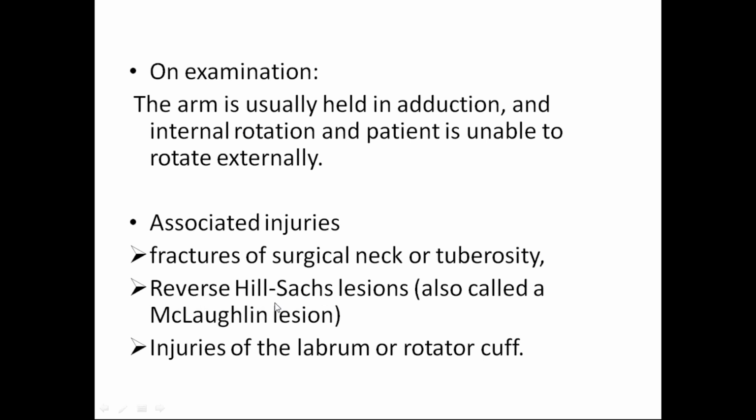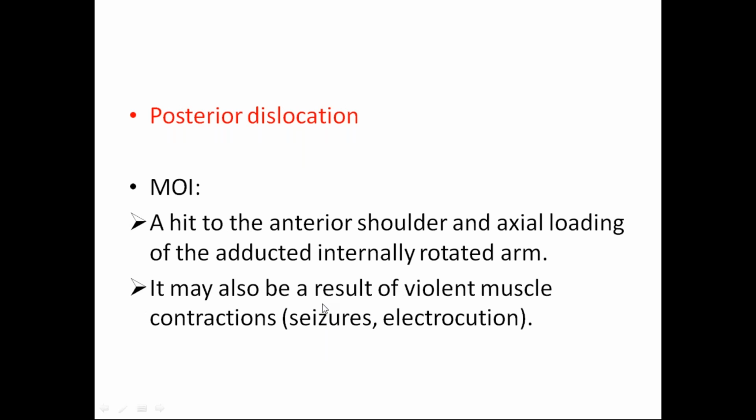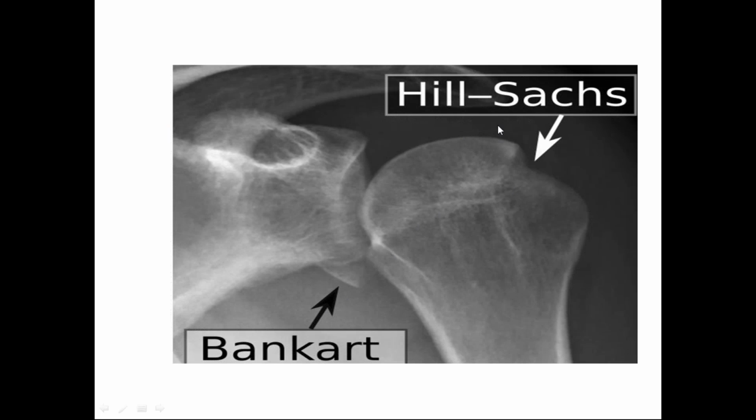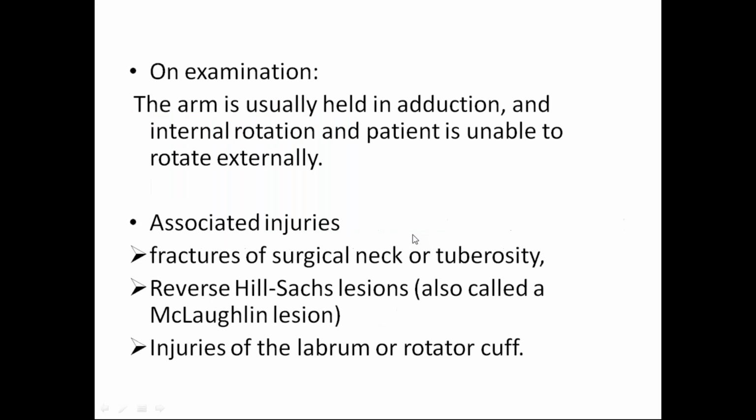And here, reverse Hill-Sachs lesion, also called McLaughlin lesion. So here in this image, there is a defect in the posterolateral portion of the humerus head, that is Hill-Sachs lesion. Whereas in case of posterior dislocation, what happens? There is a bone deficit at the region of the anteromedial aspect of the humeral head. So it is exactly the counterpart of the Hill-Sachs lesion. That's why we call it a reverse Hill-Sachs lesion.